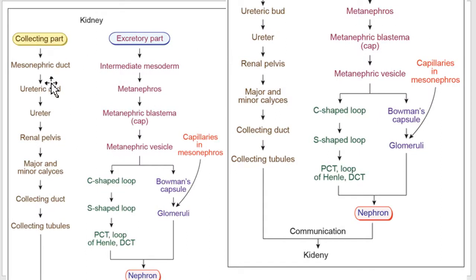Here there is a collecting part of the kidney and an excretory part of the kidney. The collecting part develops from the mesonephric duct. From the caudal end of the mesonephric duct, the ureteric bud develops. It develops into the ureter, renal pelvis, major and minor calyces, collecting ducts and collecting tubules.